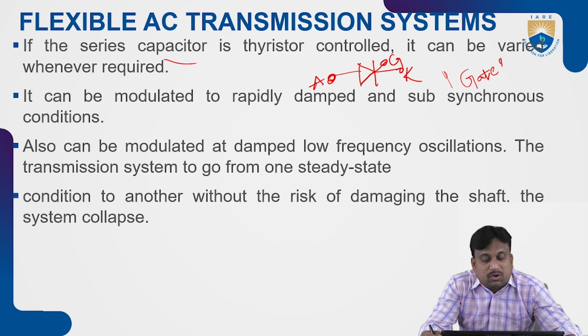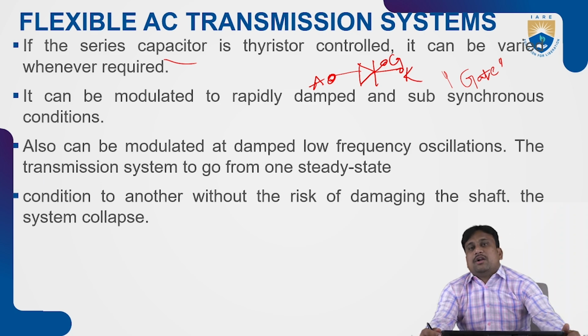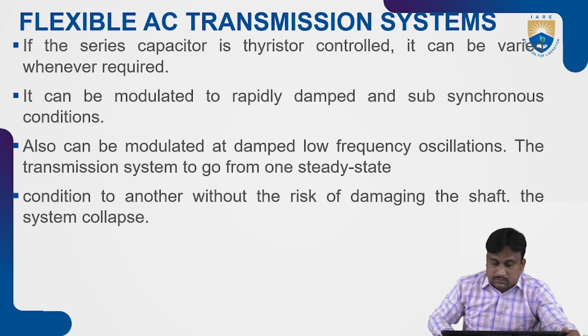So it can be modulated under rapidly damped and subsynchronous conditions. That means it can also be modulated for damped low frequency oscillation. That means the transmission system goes from one steady state condition to another. This should be done without the risk of damaging the shaft, and without the system automatically collapsing.